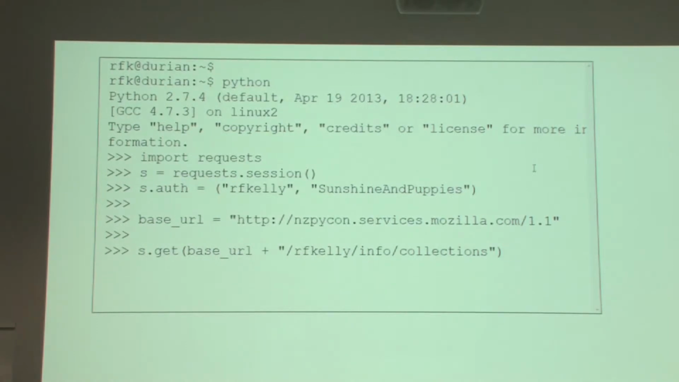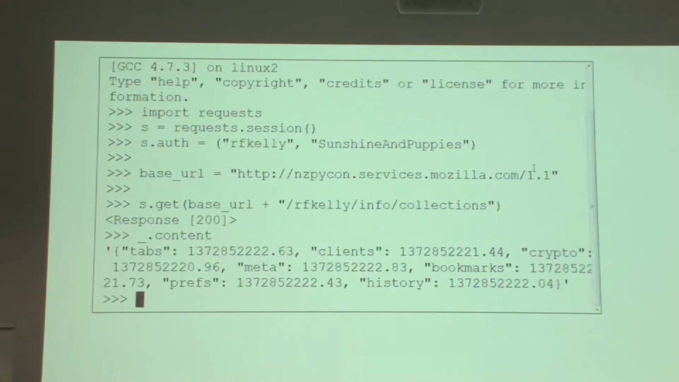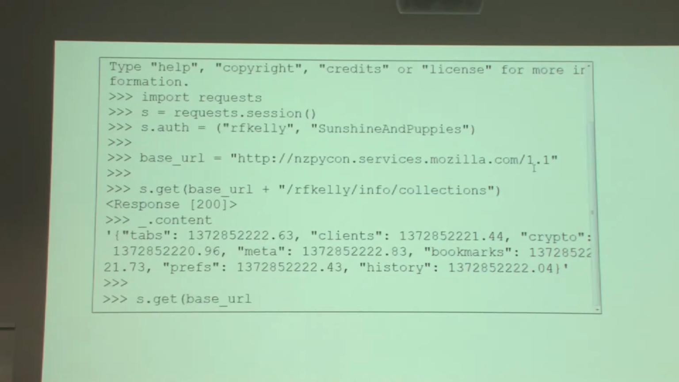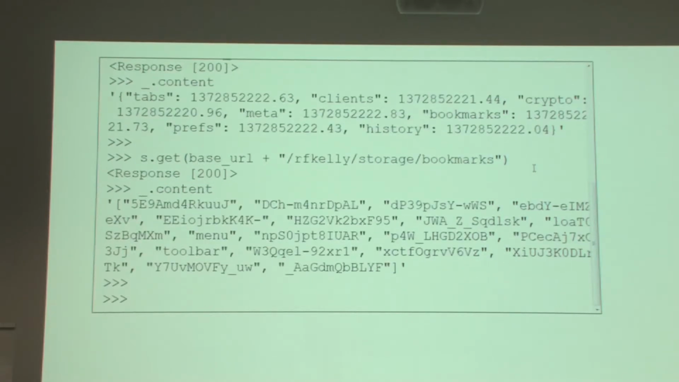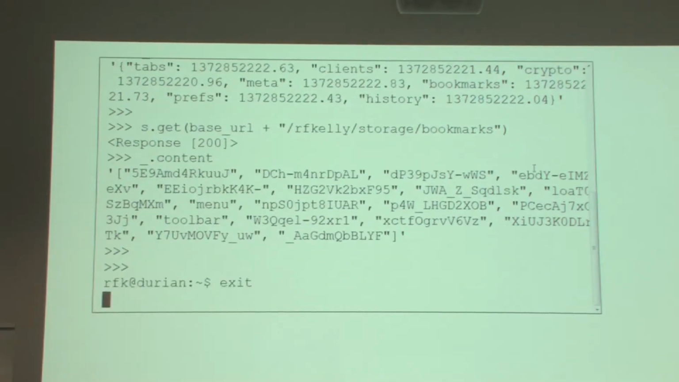So I can say, all right, what collections do I have synced? I've got some prefs, I've got some tabs, I've got some bookmarks. What information do I have in my bookmarks collection? Thank you, it's fake. I have a basic set of bookmarks and so forth. So that's our starting point.